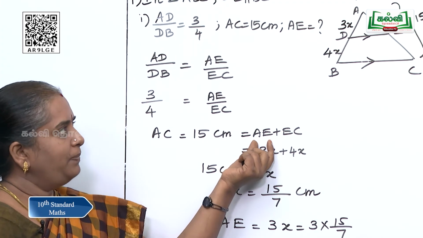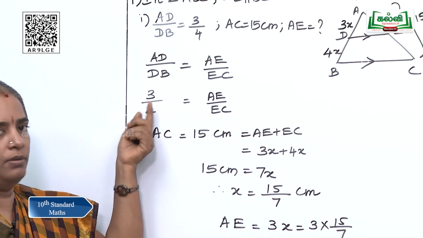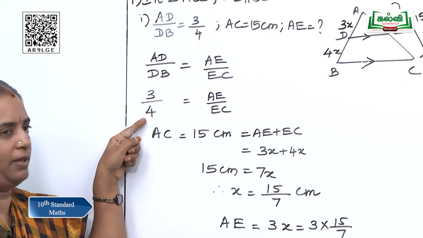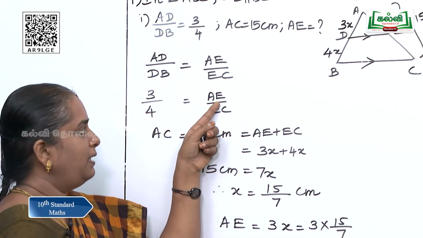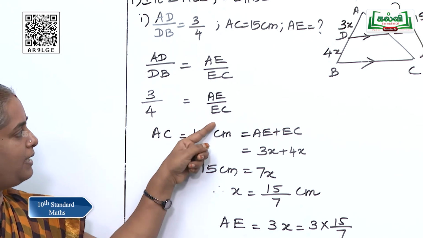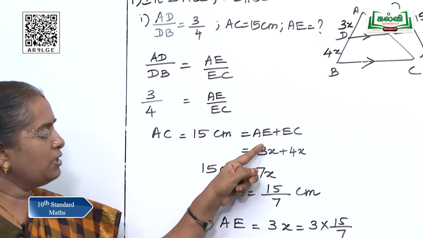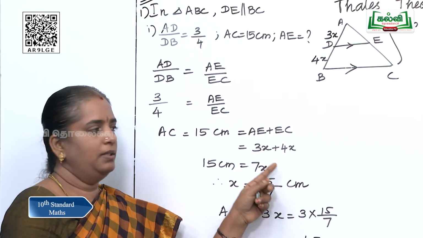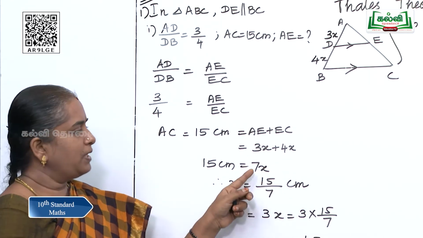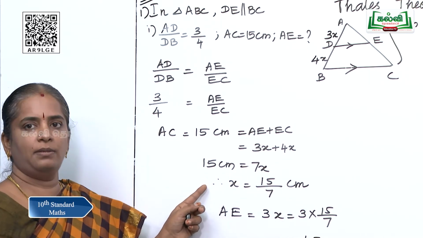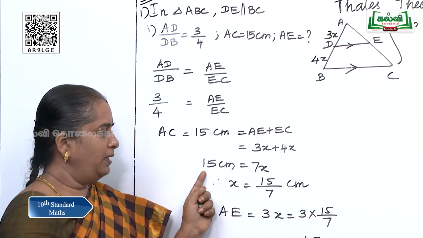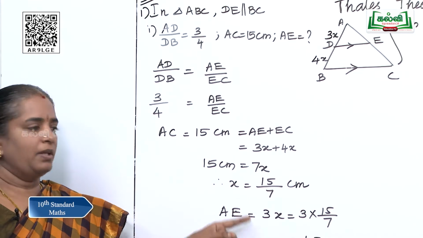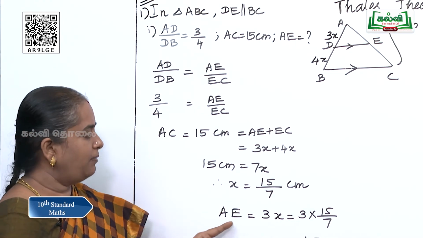What is AE? AE is 3x. You know that, 3 parts. AE and EC are in the ratio 3 by 4, so let us take AE as 3x and EC as 4x. So, 3x plus 4x is 7x. So, 7x is 15 centimeter. What is the value of x? x is 15 by 7 centimeter.